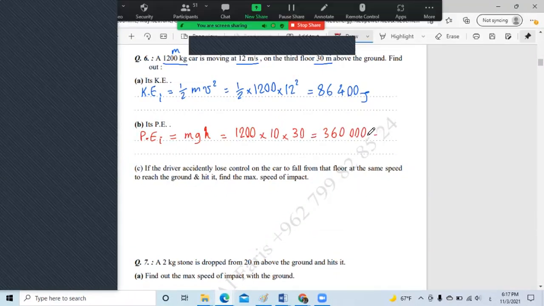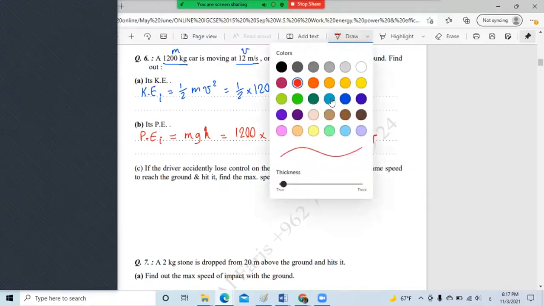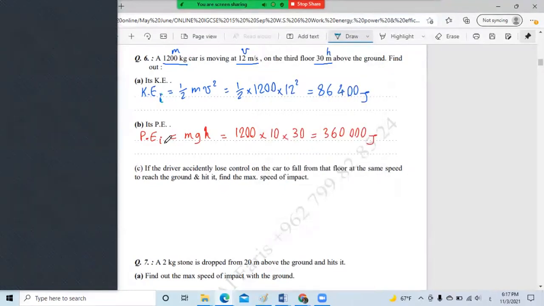360,000 joules. Okay, so what we just found out is the initial kinetic energy and the initial potential energy in this position, in this situation.